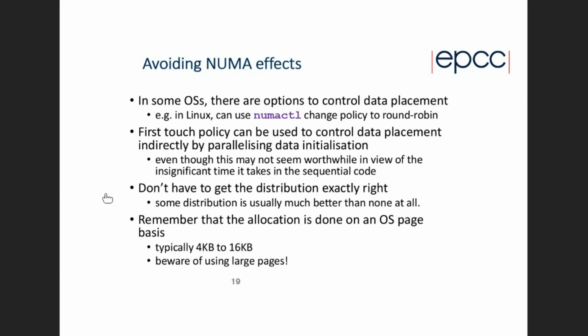You don't have to get the data distribution exactly right, and having some distribution is usually much better than none at all. If your data structures are big rectangular arrays, then this is relatively easy. If your program has much more complicated data structures like trees or graphs, which are built organically in some way, then it can be a whole bunch harder. And you just have to remember this allocation is being done on an operating system page basis, so the size of these allocations is several kilobytes. It's actually an argument for not using large pages.